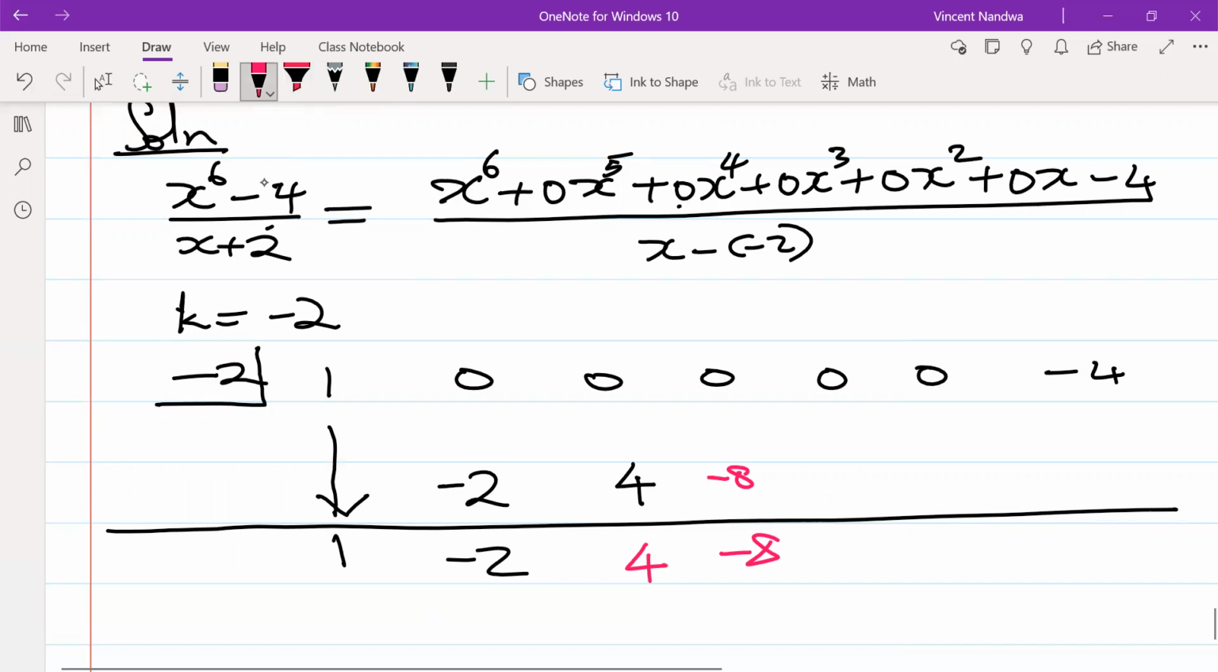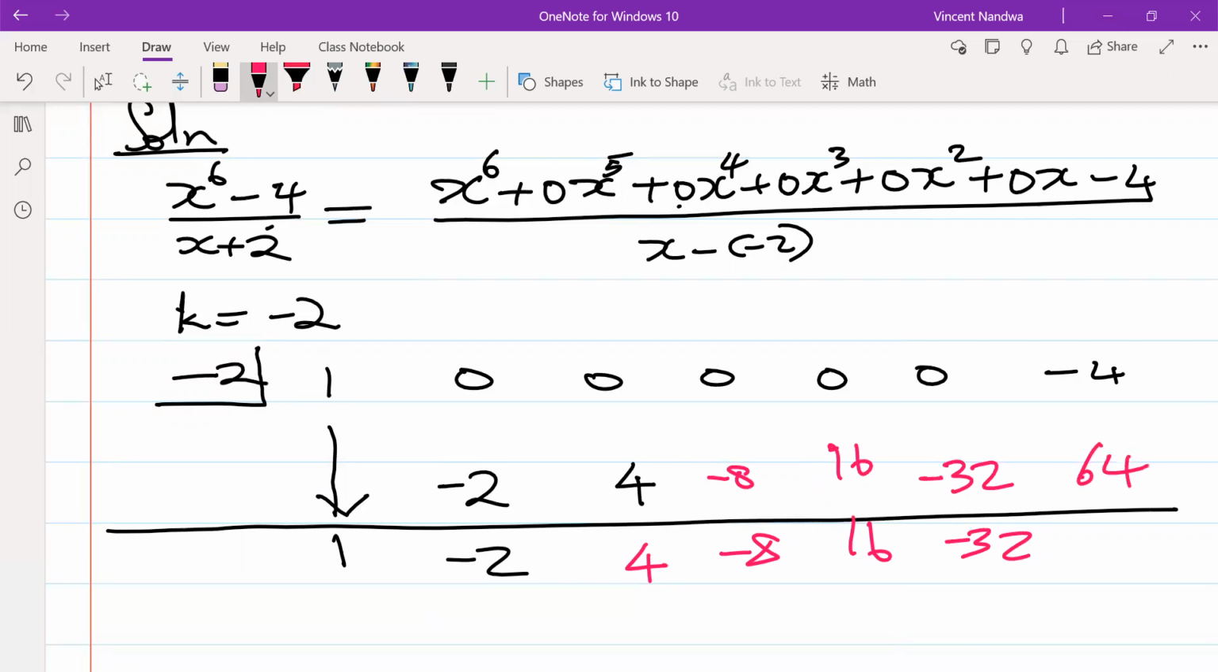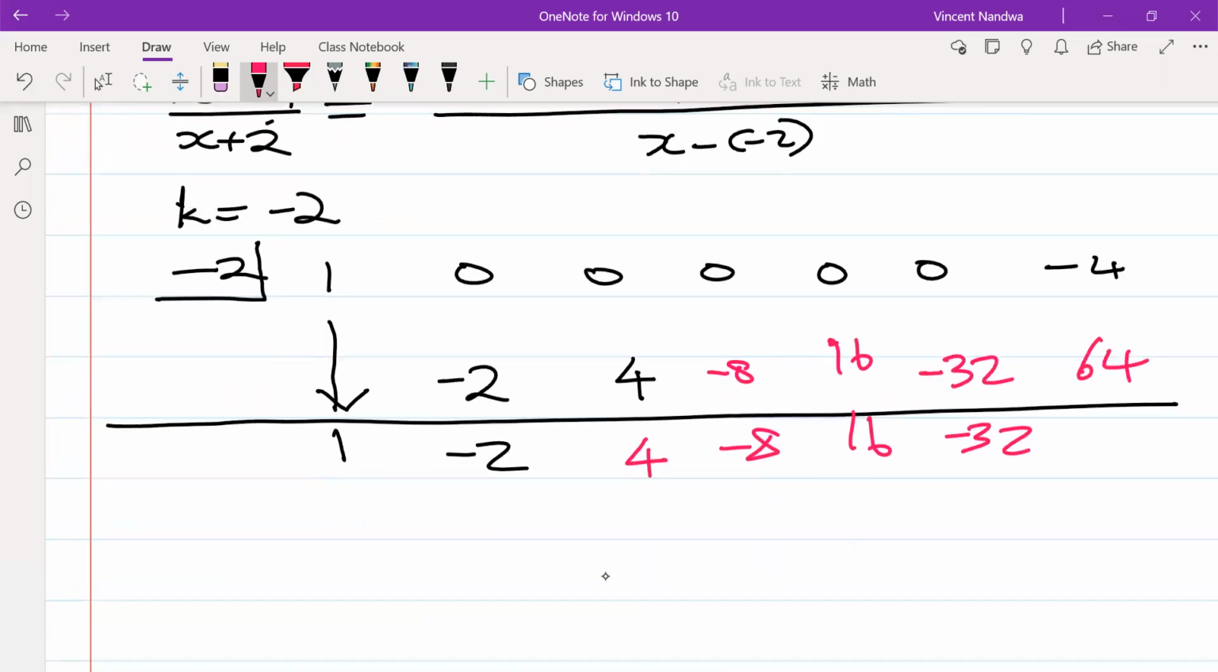Then you multiply 16 by negative 2, you get 32, which is a negative. You add, you get negative 32. Then you multiply negative 32 by negative 2, you get 64, which is a positive. You add, you get 60.